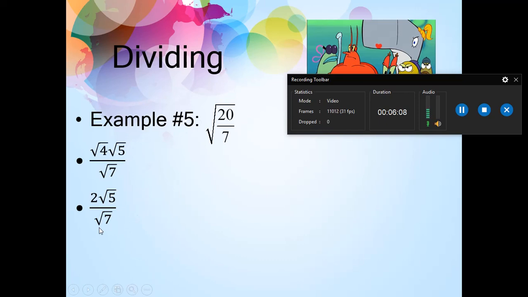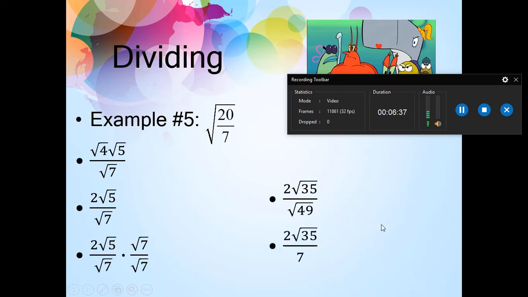But again, I'm still stuck with a radical in the denominator. So at this time, we're going to rationalize. We're going to multiply by radical 7 over radical 7. And I'm always using the value in the denominator when I set up this variation of 1. In the numerator, we're going to multiply 5 times 7 to get a new radical of 35, and in the denominator, a new radical of 49. And then the radical 49 will simplify to the whole number 7. My fraction of 2/7 will not reduce, and this problem is all set.